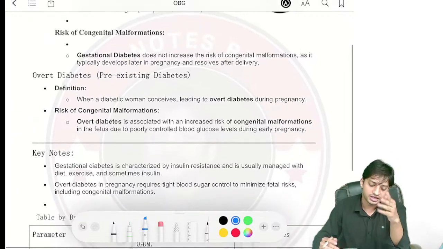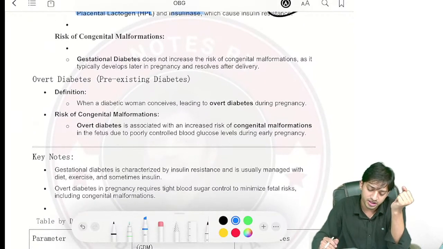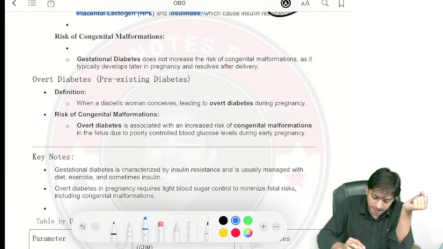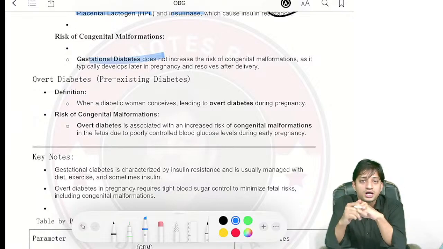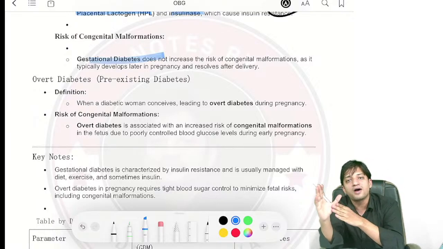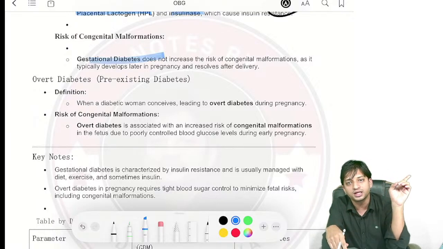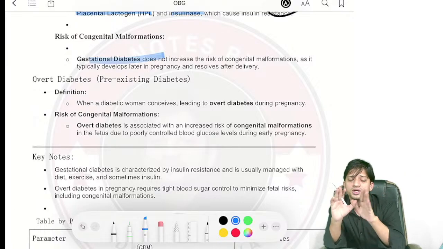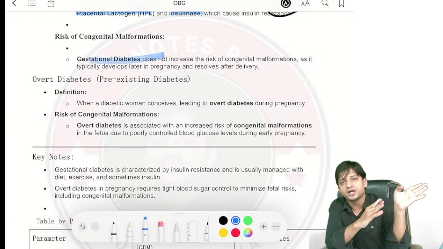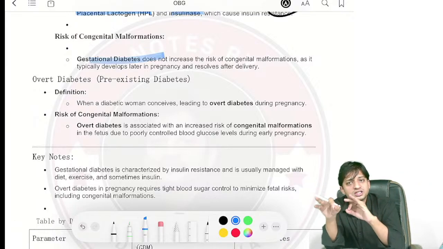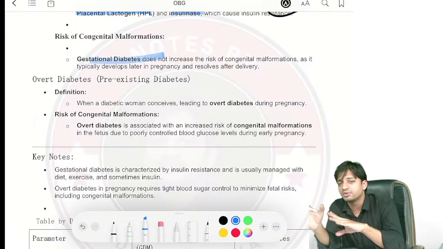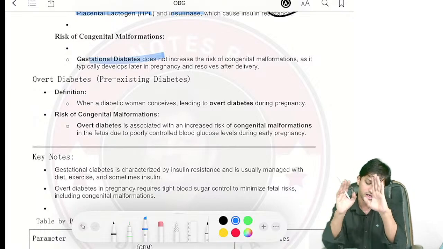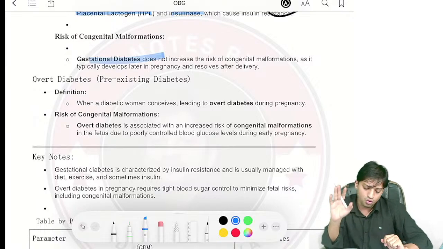Now, risk of congenital malformation, what will be the congenital malformation generally? Generally, gestational diabetes mellitus does not increase the risk of congenital malformation, right? Very good. And what happens? It will generally resolve after the baby has been delivered, just like the condition of pregnancy induced hypertension. Just after the delivery of the baby, after 12 weeks, the pregnancy induced hypertension used to resolve. Similarly, here also gestational diabetes mellitus will resolve after the delivery of the baby. Once the mother delivers the baby, after some time the symptoms will go.